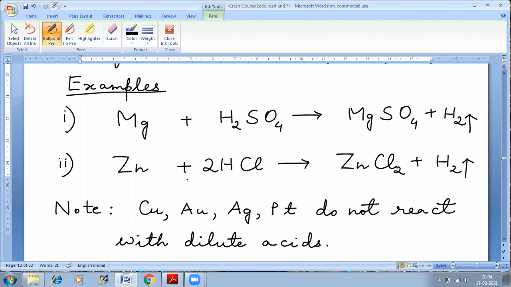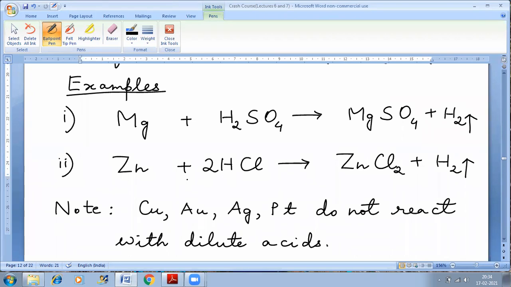Okay, so sir, because they are not so reactive, do they need concentrated acids, or is there any other reason? Yes, they are below hydrogen in the reactivity series. Okay, so there's no other reason behind it, right? It is related to electrochemistry, where you check oxidation potential and reduction potential. So the actual reason is that. But in 10th standard, we just say that it is below hydrogen and so it is not reactive.